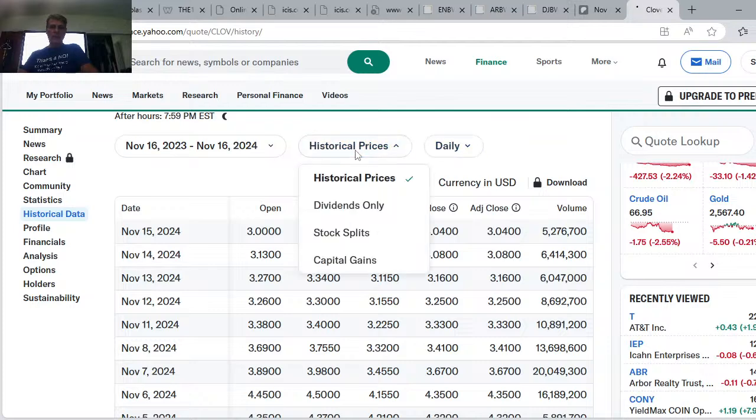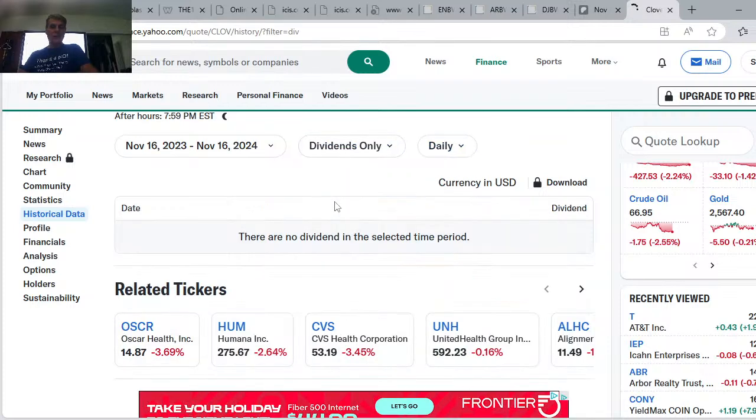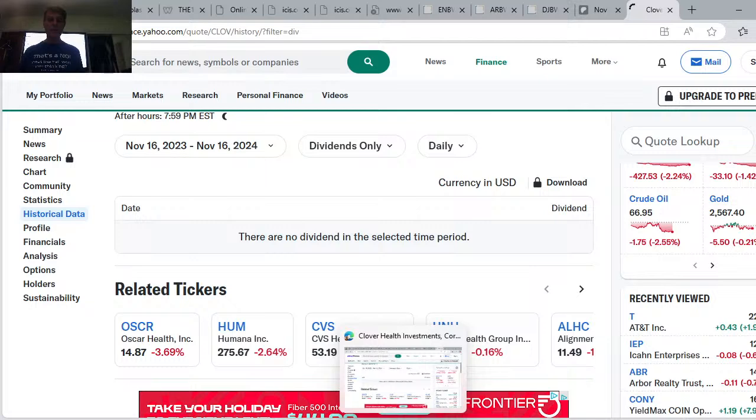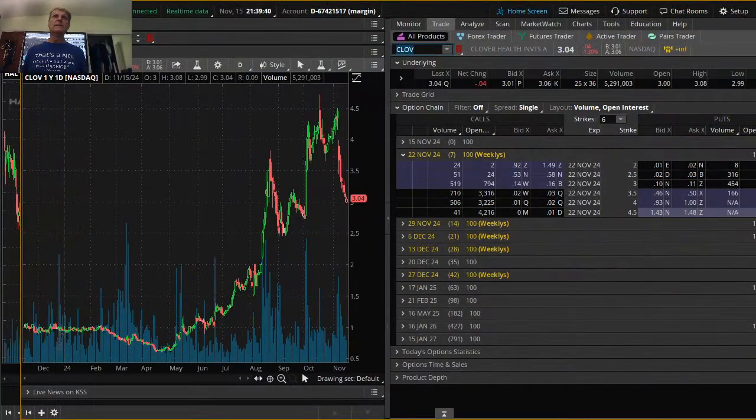Alrighty. Historical prices, dividends only. Oh no, Ricky Ree. There are no dividends in this time frame, which means that's going to be a no. No dividends, no thank you. No options, no thank you. No weekly options, double no thank you. Sorry. Too late for Doge. I don't do Doge.